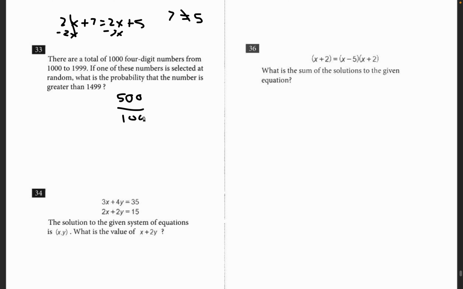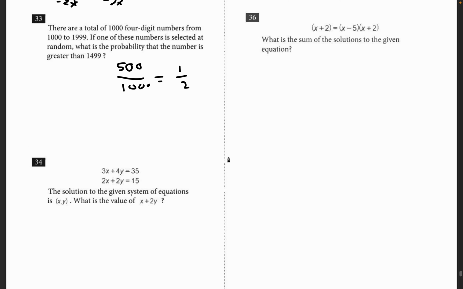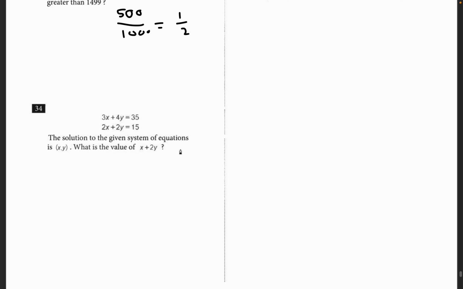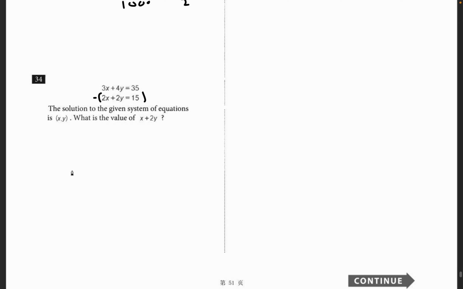So that's going to be 1/2. The solution to the given system of equations, what is the value of x plus 2y? Okay, what if we were to negate? I think I know how to do this. Negate, or put this as negative.